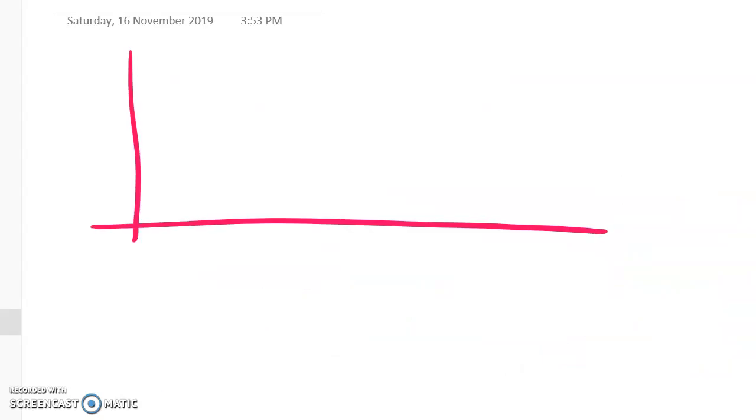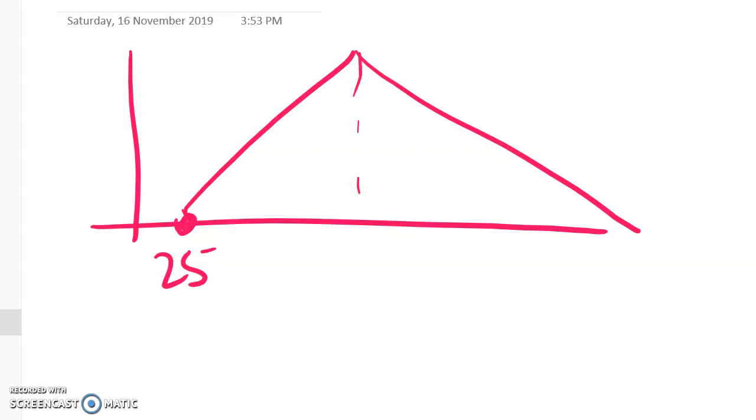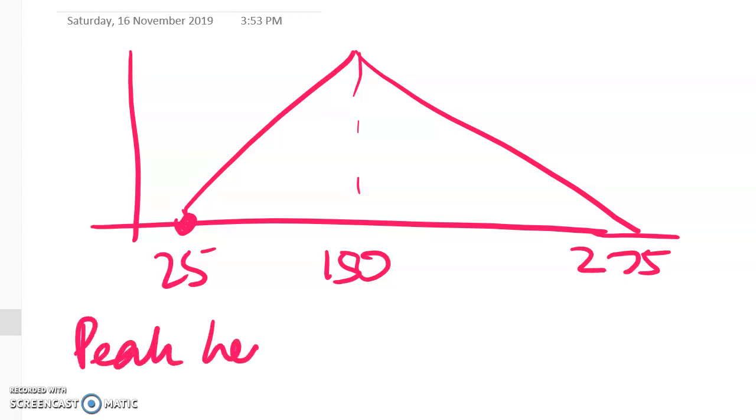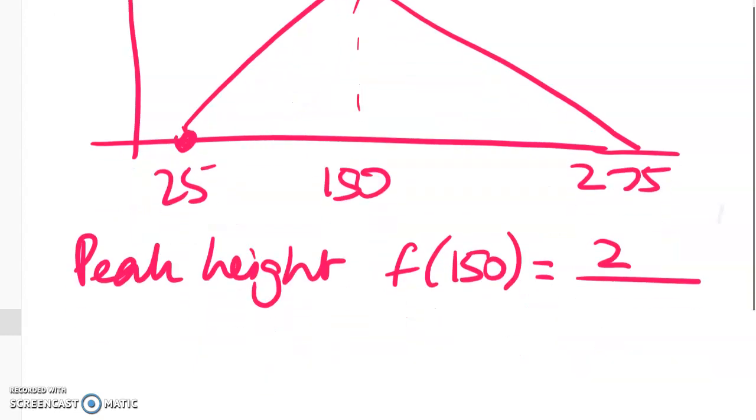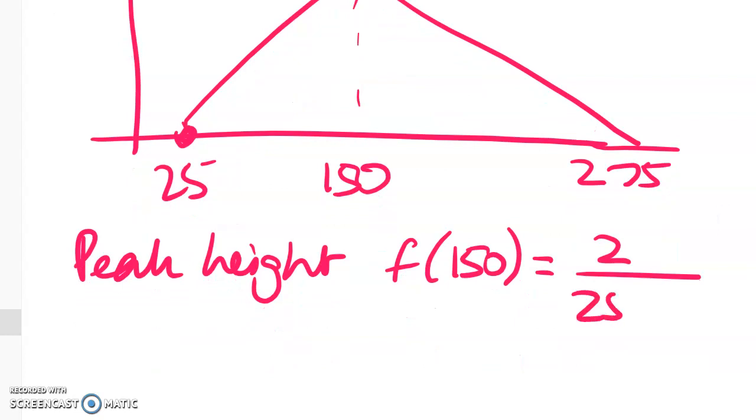So I'm just going to add in a clean sheet and get on with it. So we've got our lower bound down here of 25. We've got 150 here. That doesn't look symmetric, but there you go. The first thing I do is work out the peak height, which is f of 150, right? And that's 2 over the base, which is 250, and that gives me 0.008. I'm going fast because I'm assuming you've got good at triangular by this stage in the year.